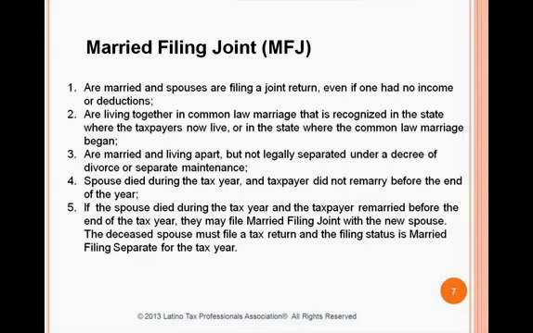Another option is if they're living together in a common law marriage that is recognized in the state, and you would have to know your particular state laws to understand. They could also be married and living apart but not legally separated under a decree of divorce or separate maintenance. If one of the spouses died during the tax year and the taxpayer did not remarry before the end of the year, then in that first year, the year of death, you would still file as married filing joint. And we will look later at the other options.